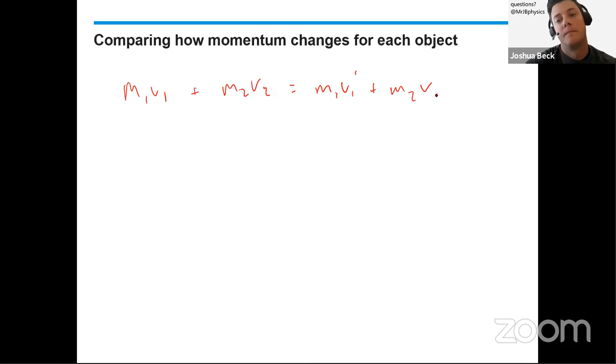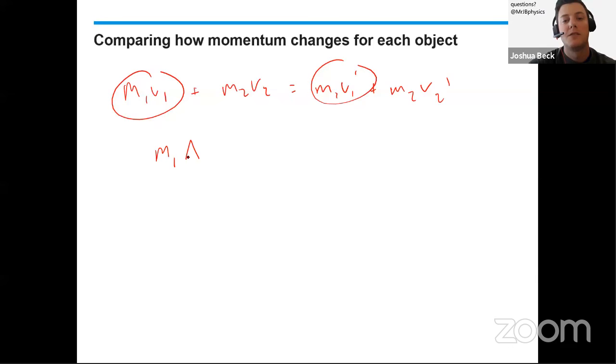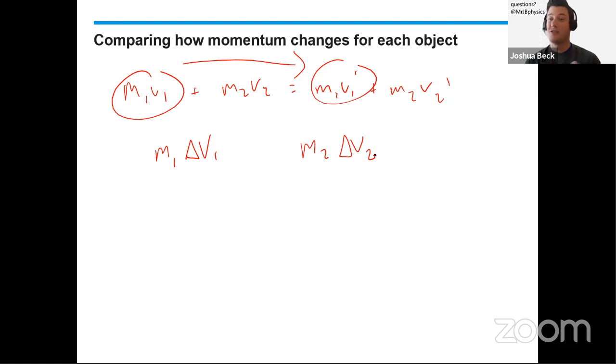And I want to just compare this term to this term. So from here, M1 is going to experience a change in velocity going from here to here. That might be an increase, it might be a decrease, but it'll experience a change in velocity. M2 will experience a change in velocity. It might be an increase or a decrease. It's going to be the opposite of whatever the other one's change is.